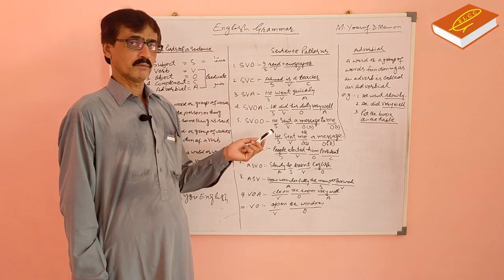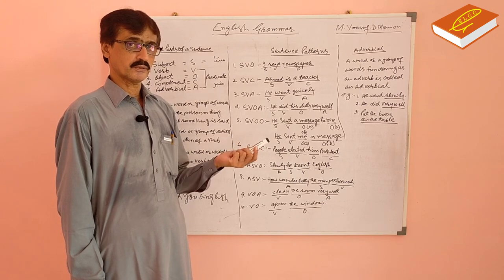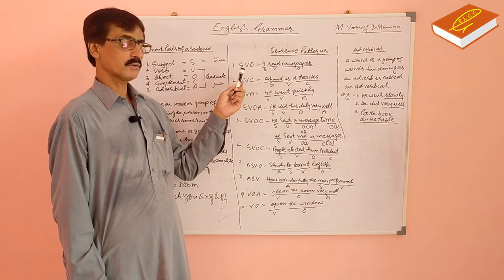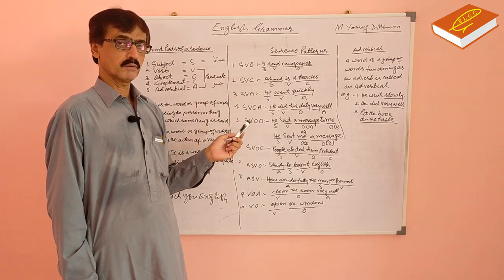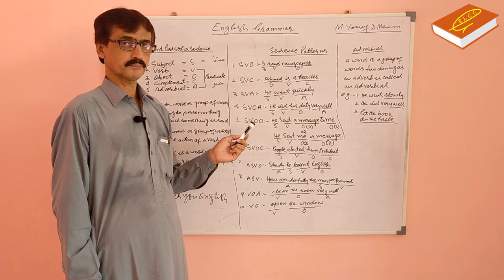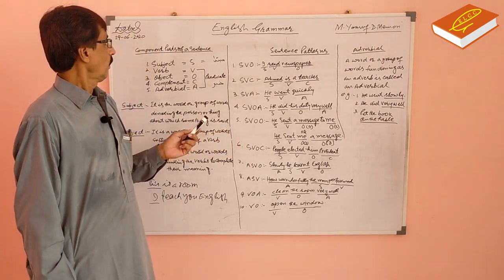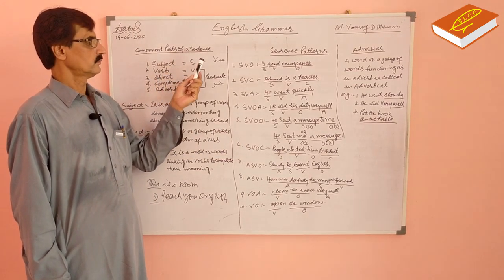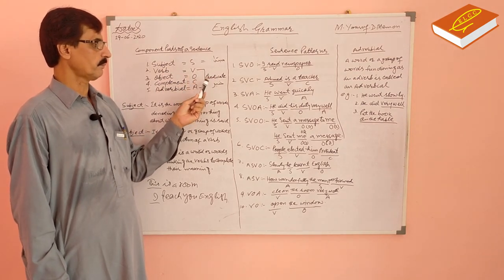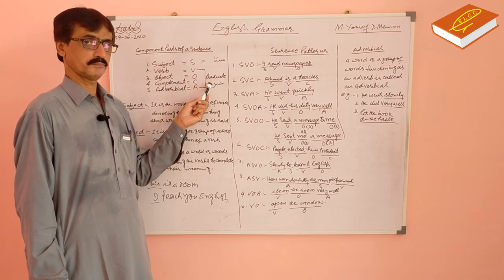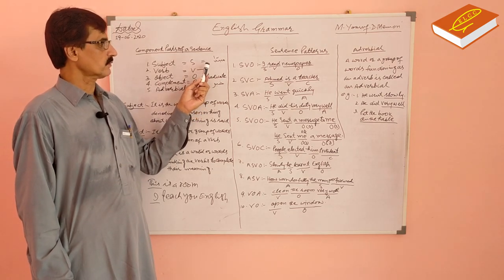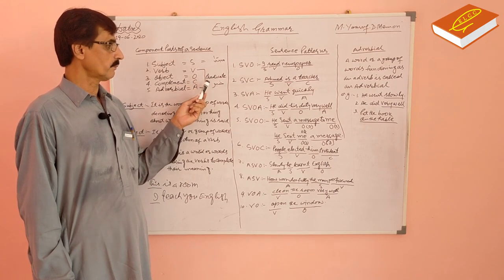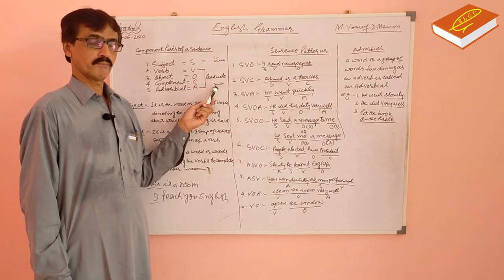Before I discuss this topic, let me explain the terms which are used in these patterns. These terms are subject, verb, object, complement and adverbial. A sentence has two parts. The first part is subject, the second part is predicate. Subject means mubtada in Sindhi and predicate means khabar in Sindhi.